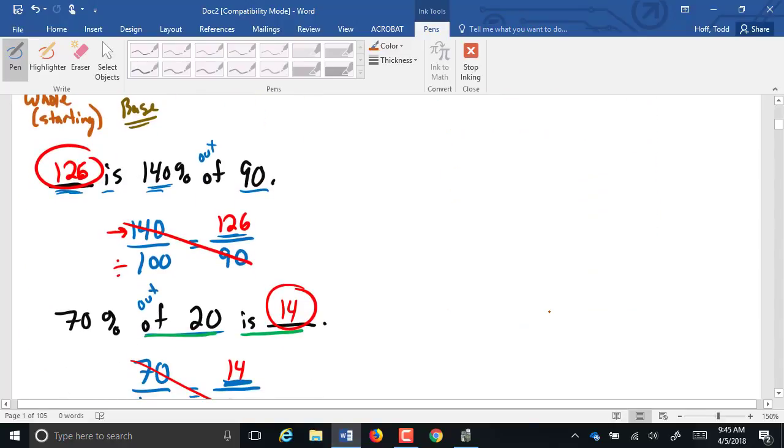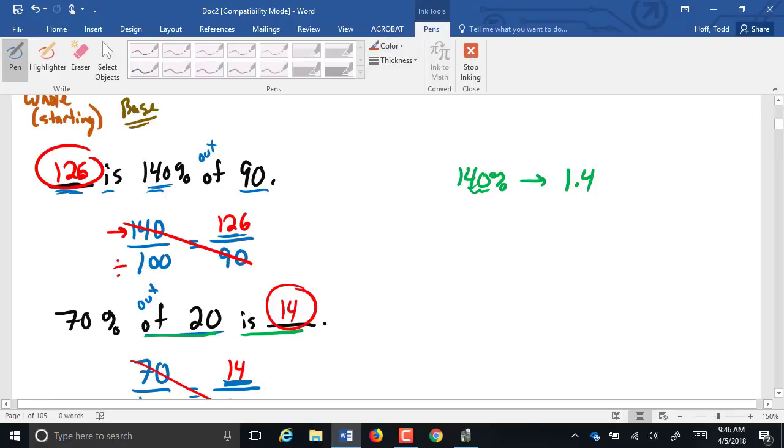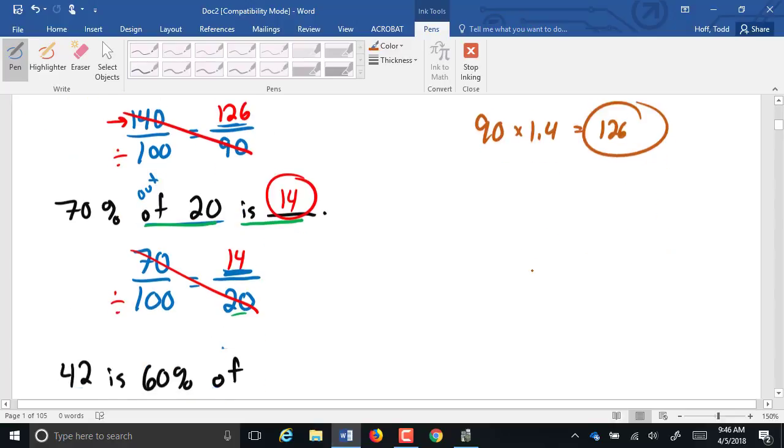Let's look down here. 140% is what as a rate? As a decimal. Move the decimal 2 spots is 1.4. Very good. So then we take our 90, multiply by 1.4 is 126. Same answer we got before. Better be the same answer, right?